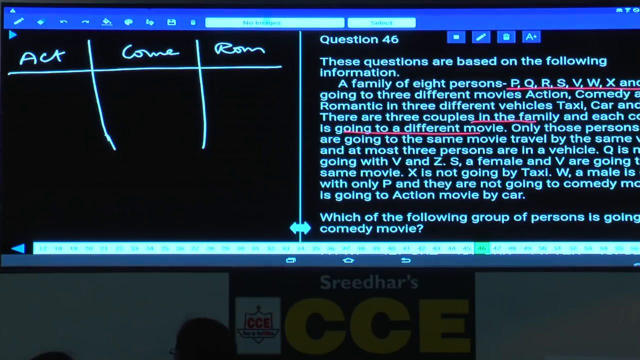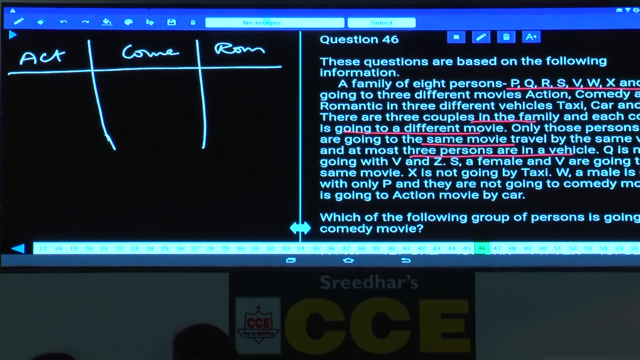There are 3 couples in the family, and each couple is going to a different movie. If one couple is going to action movie, the other couple is going to comedy movie, and the third couple is going to romantic movie, isn't it? Each couple is going to a single movie. Then only those persons who are going to the same movie travel by the same vehicle. And at the most 3 persons are in a vehicle. It cannot be more than 3. It should be either lesser than or equal to 3.